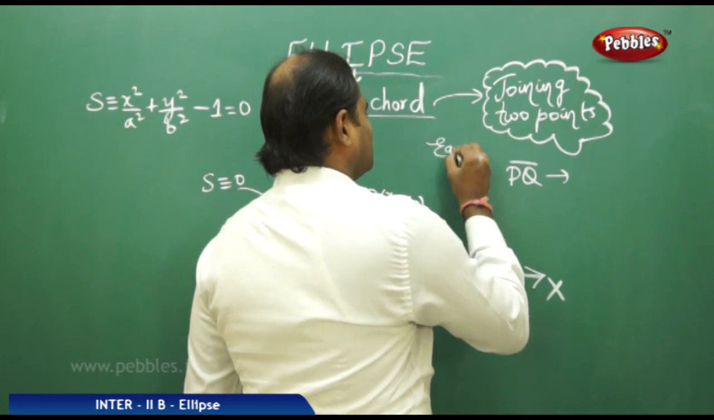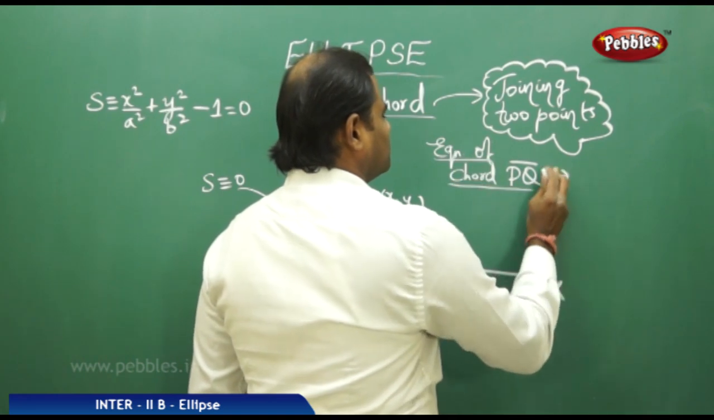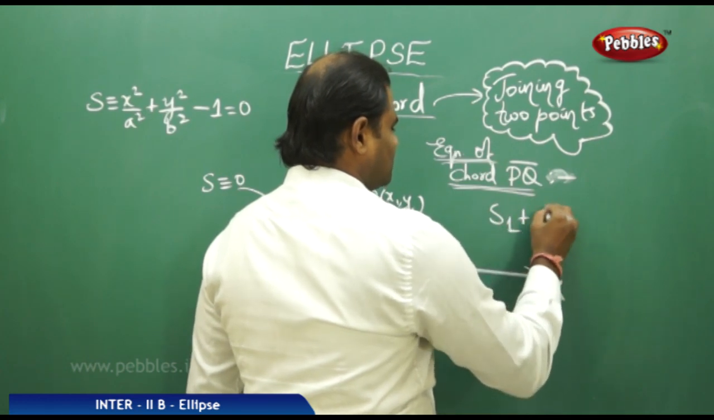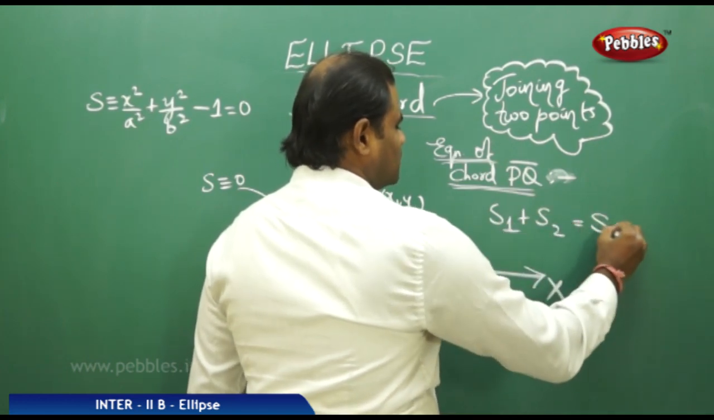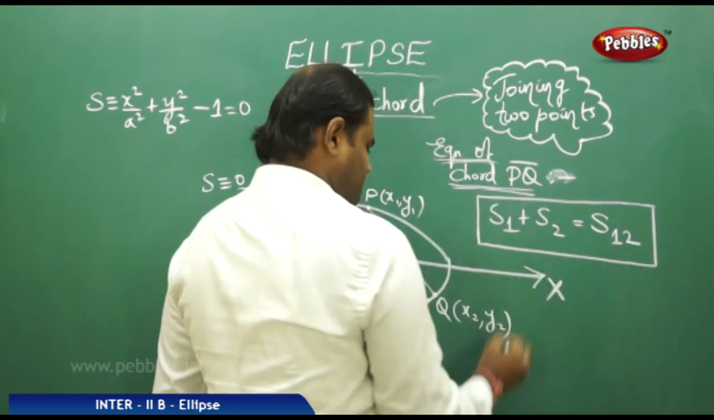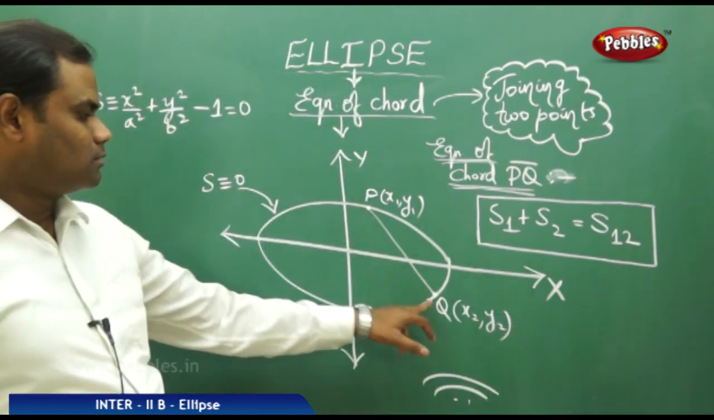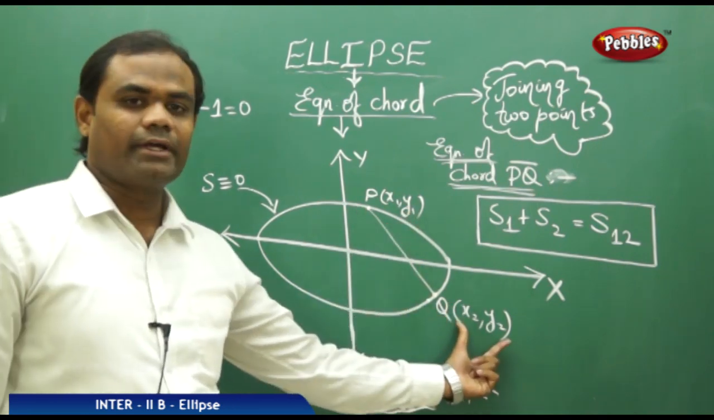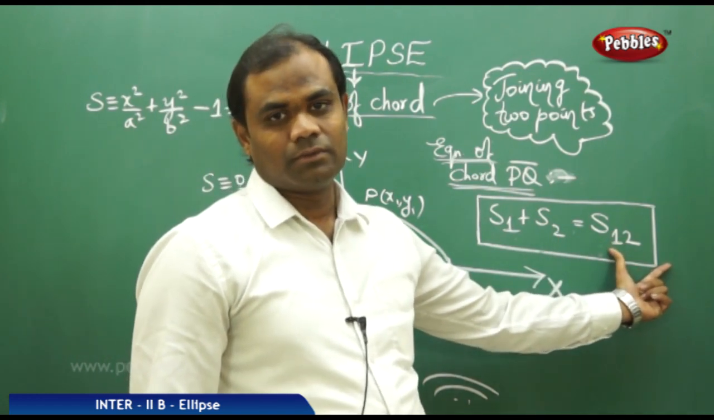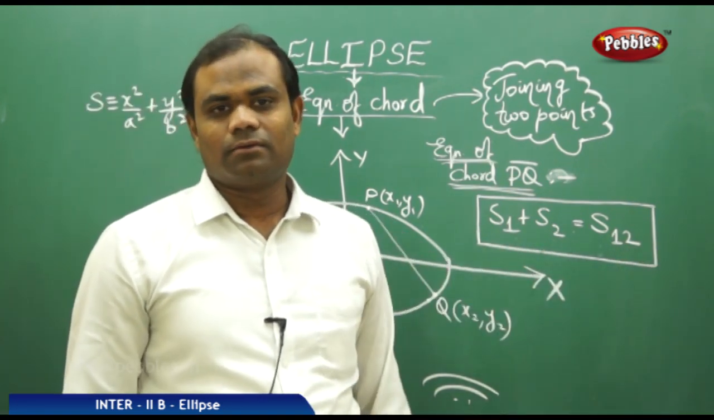And we have the equation of chord PQ given by S1 plus S2 equals S12. This is how we get the equation of the chord. So the equation of chord PQ joining the points x1, y1 and x2, y2 is given by S1 plus S2 equals S12. The notations which we have already seen are substituted to get the equation of the chord.